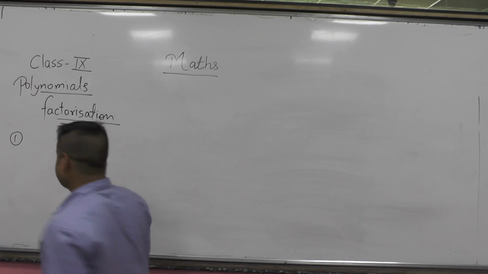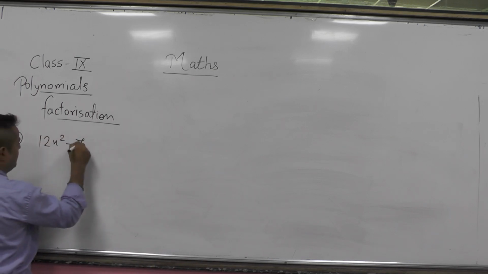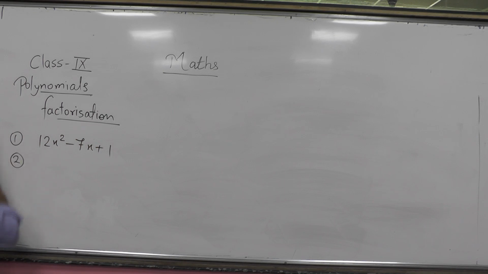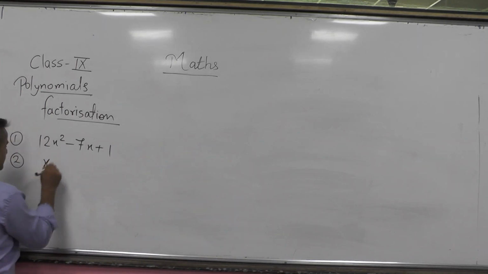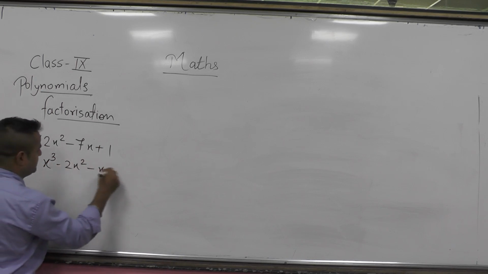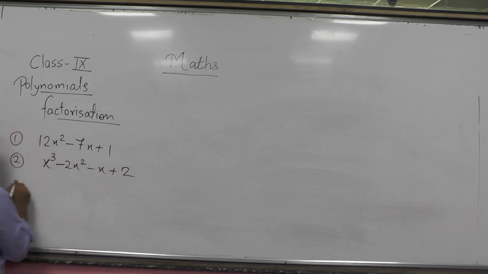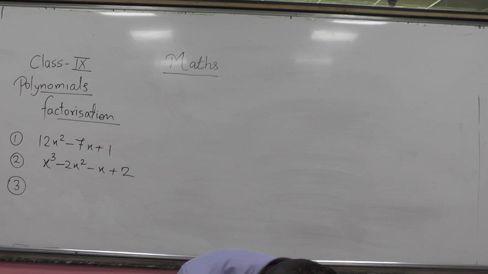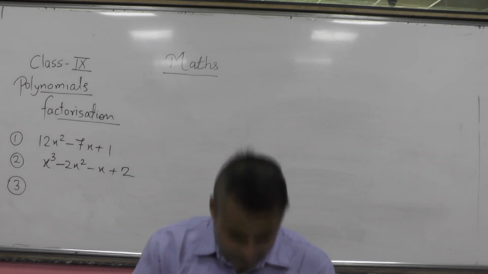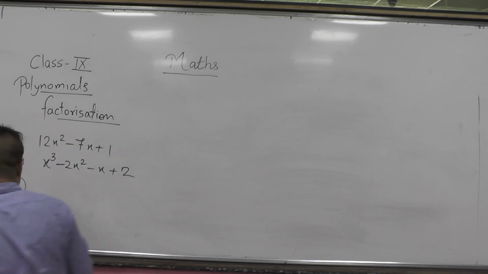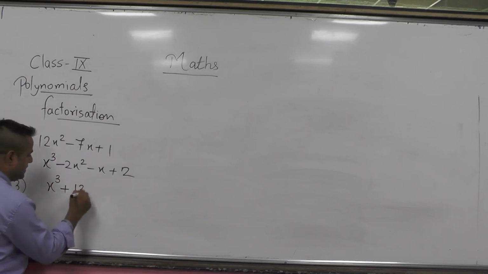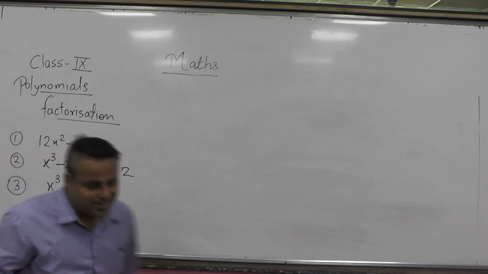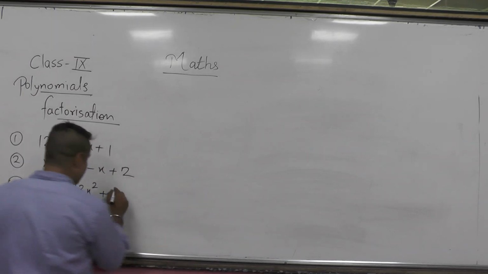First I am taking 12x square minus 7x plus 1. This is our first question. Secondly, I am taking one more question like this, x cube minus 2x square minus x plus 2. This is our second question. I am taking it from NCERT only. If you want more questions, you can take R.D. Sharma or R.S. Agrawal. Here one more I am taking is x cube plus 13x square plus 32x plus 20.